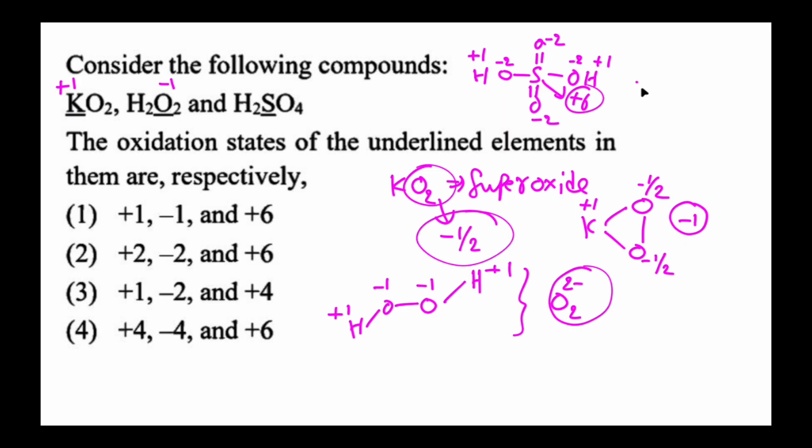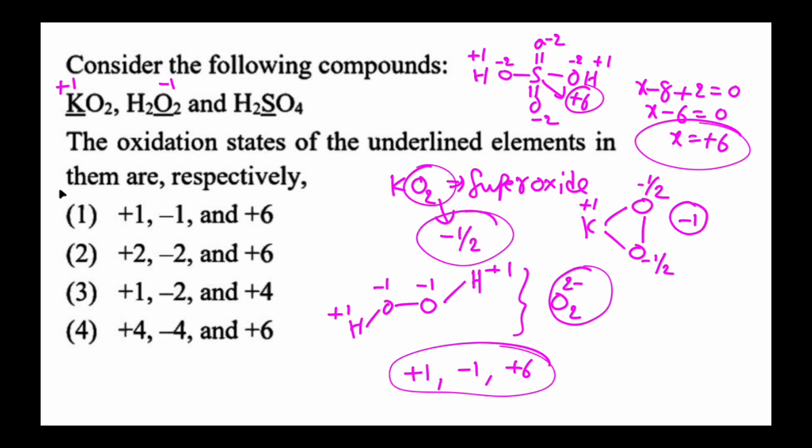Otherwise, let S be X. Then how many negative charges are there? 1, 2, 3, 4. Four 2s are 8. Then 2 positive charges. X minus 8 plus 2 is equal to 0, so X minus 6 is equal to 0, X is equal to +6. So the sulfur oxidation state is +6. So overall, in KO2 potassium is +1, in H2O2 oxygen is -1, and in H2SO4 sulfur is +6. This is the correct representation. So option 1 is correct.